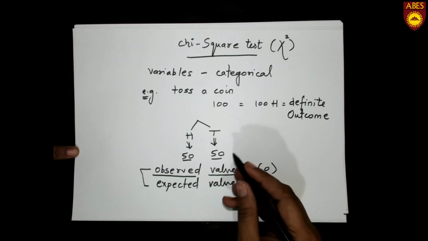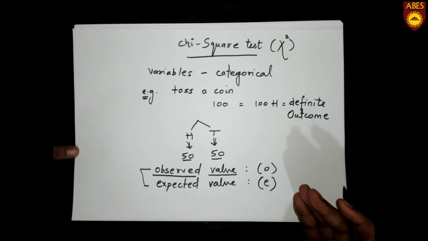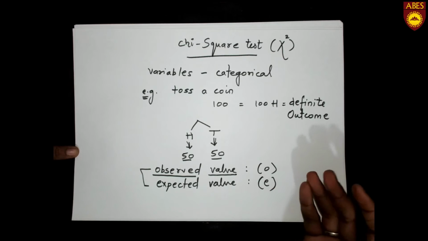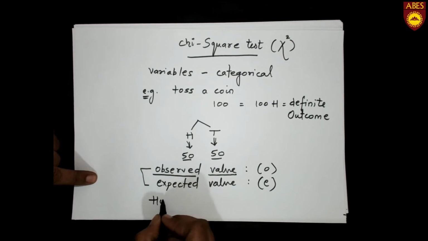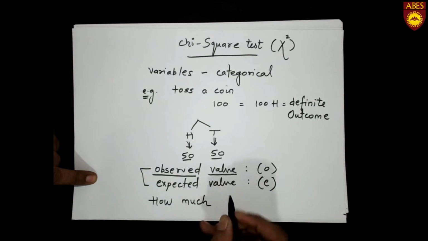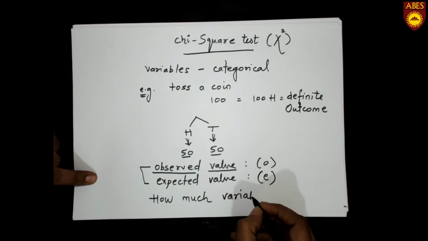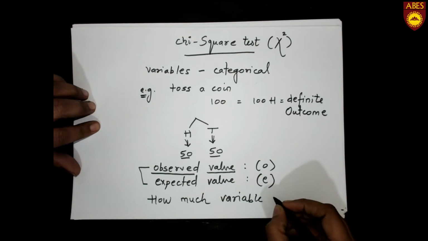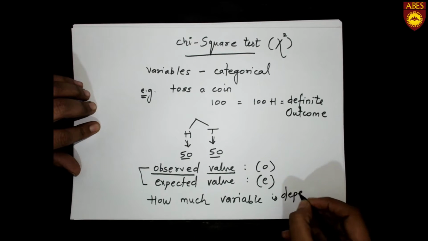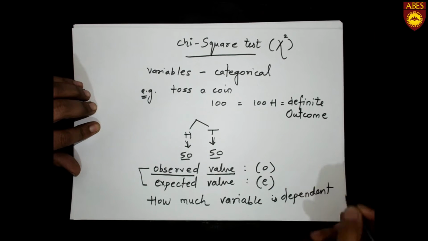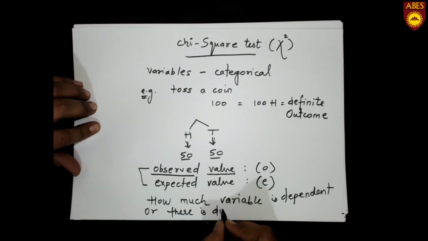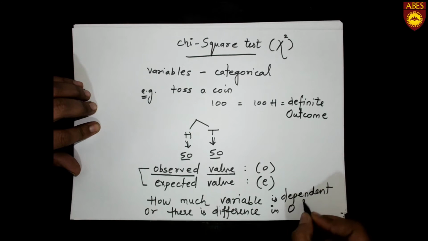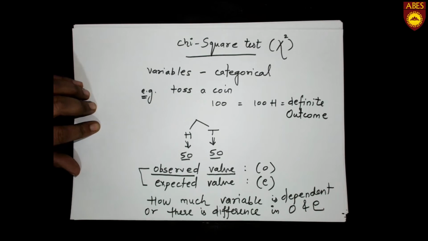So from this test, I can conclude about any categorical value how much the variable is dependent, or whether there is a difference in the O and E values.